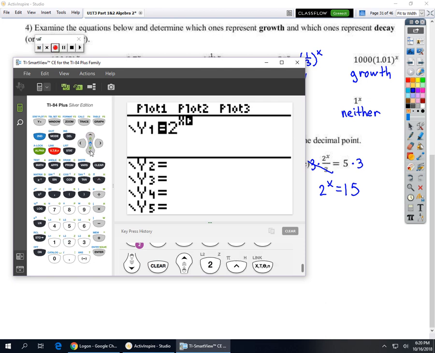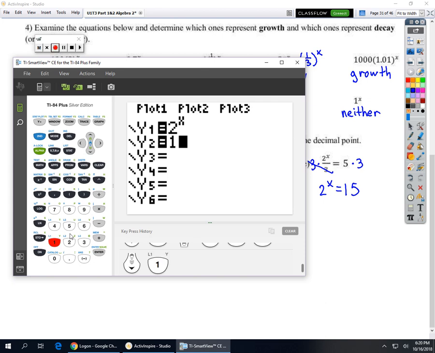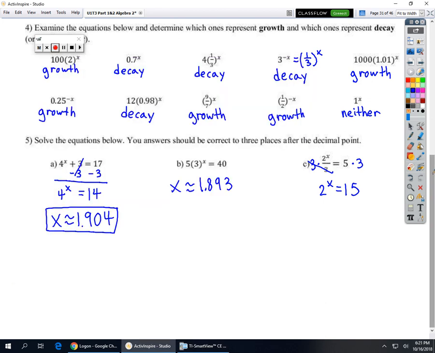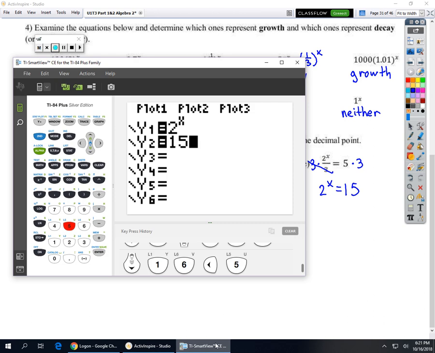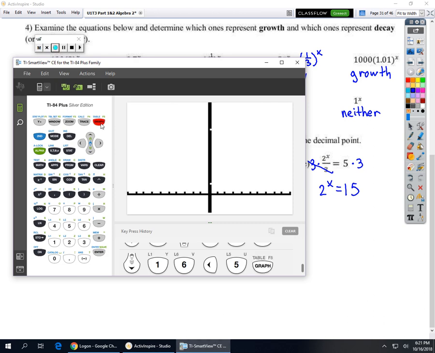2 to the power of x and then 15 in the other one. So you don't actually have to put the original equations into the calculator. You can put one that's a little easier after you've done some solving. So it's okay that I didn't put the original in. Let's graph it.